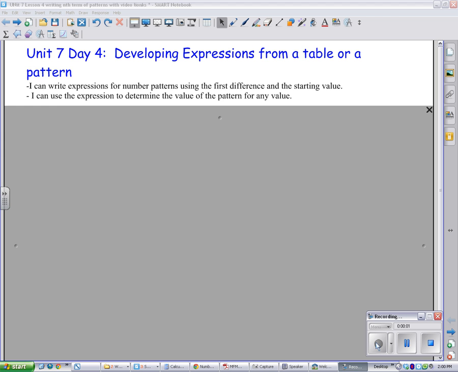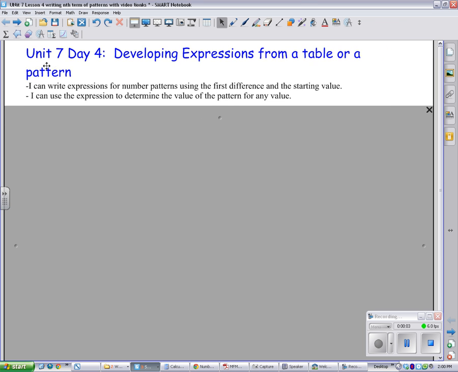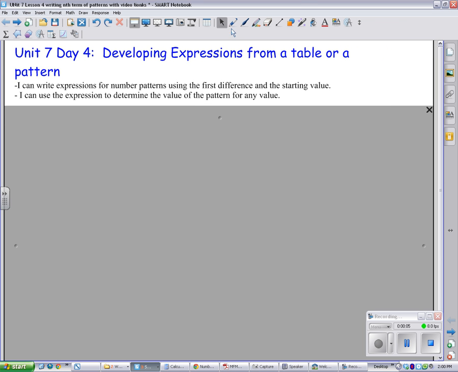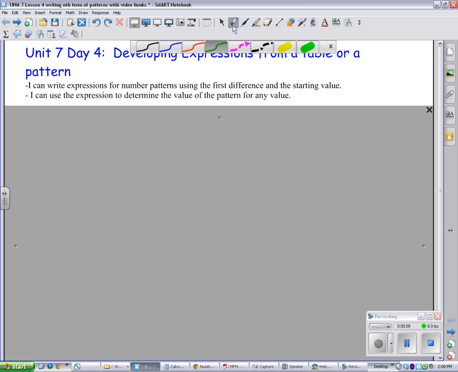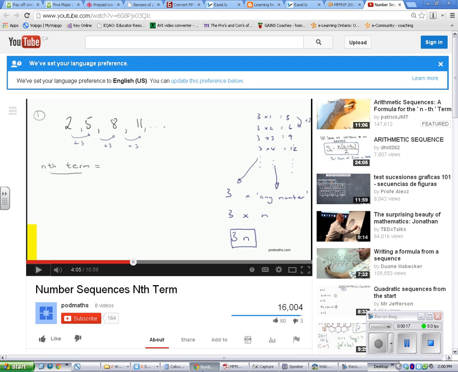Okay, so we are looking at Unit 7, Day 4. So Day 4, we are developing the expression from a table or a pattern, and we have just looked at our video here. And our speaker said that when we have a pattern, of course we remember that if we have a positive first difference, then we wind up with a linear relationship.